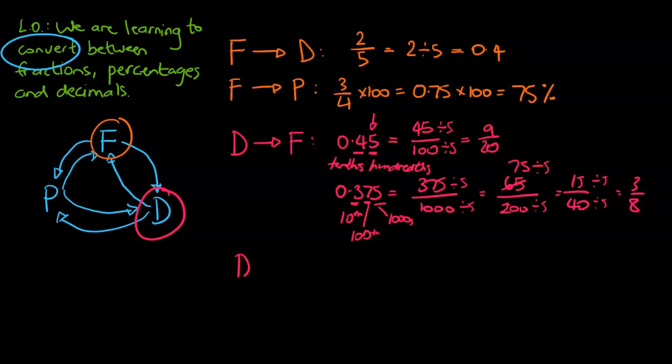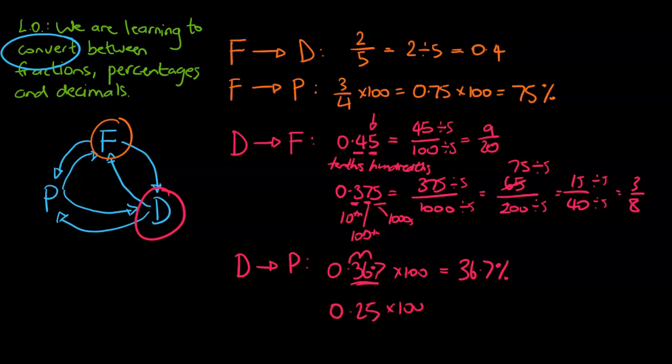We'll then look at decimals to percentages, and this is going to be really similar, the easier of the processes we're going to look at. So let's say we've got 0.367. Whenever you do that, all you've got to do is times it by 100, and that will give you the percentage. In this case, we're just going to move the decimal point back, which will leave 36.7. So 36.7%.